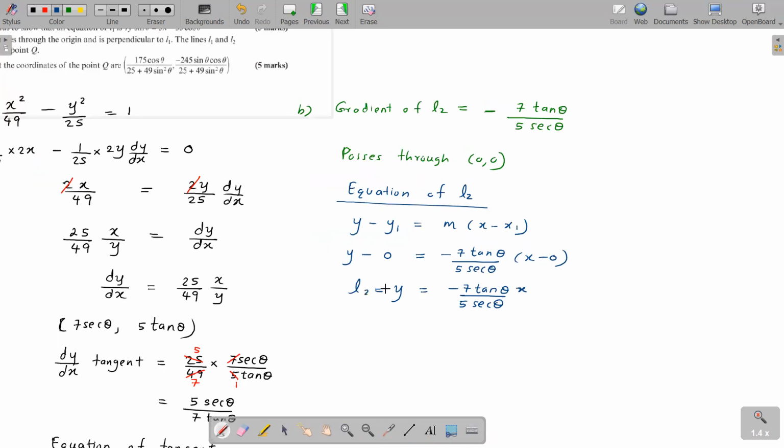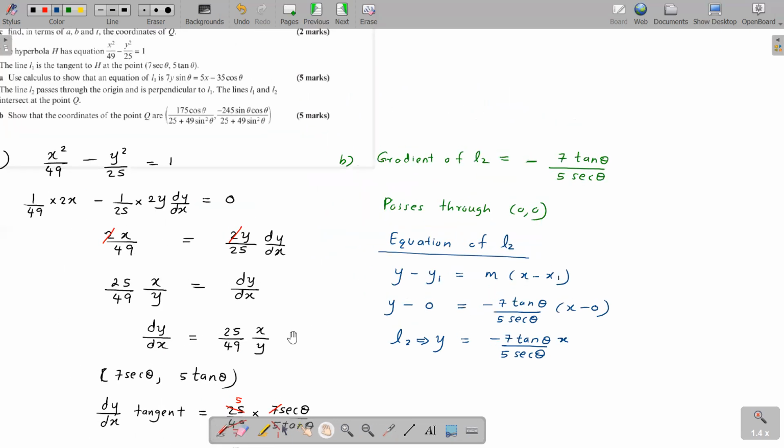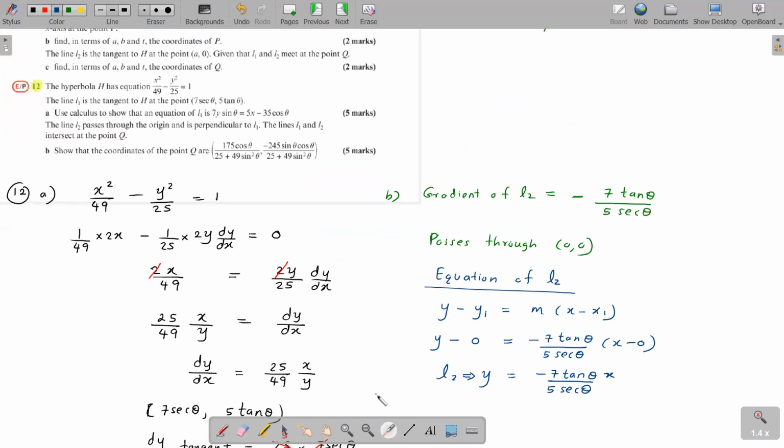This is the equation of line 2. What do we need to do now? They are saying the lines L1 and L2 intersect at the point Q. They're asking us to show that the coordinates of the point Q are this. So what do we need to do here? Solve a pair of simultaneous equations and show that the intersecting point is actually this. Shall we start that?